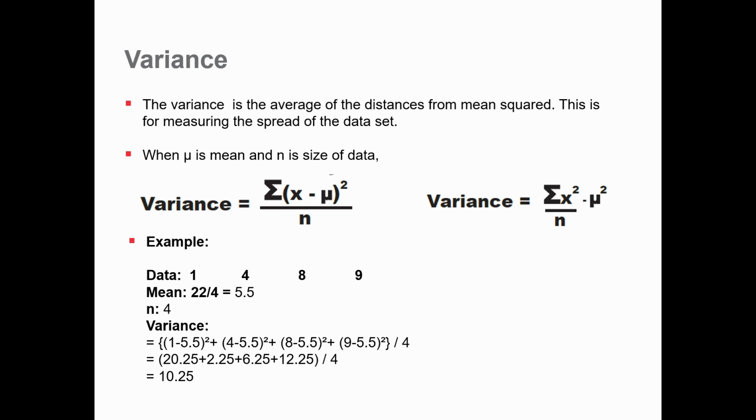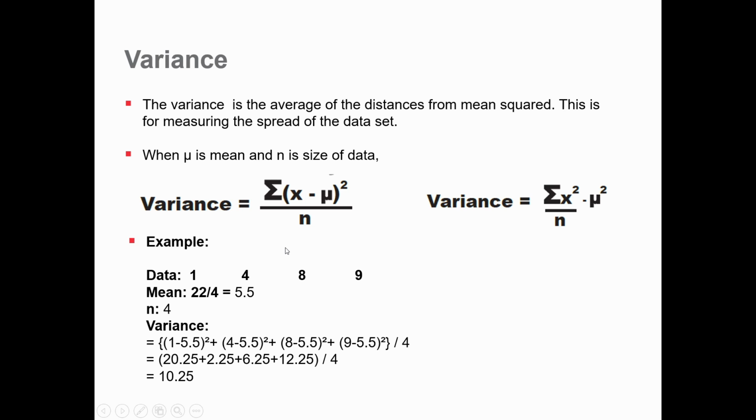The variance is nothing but the average of the squared distances from the mean. This is how you measure the variance. This is the formula. First of all, you have to find the mean of the data. For example, we have the data 1, 4, 8, 9, and the mean for this data is 5.5, and there are 4 data points. So the n value is 4.